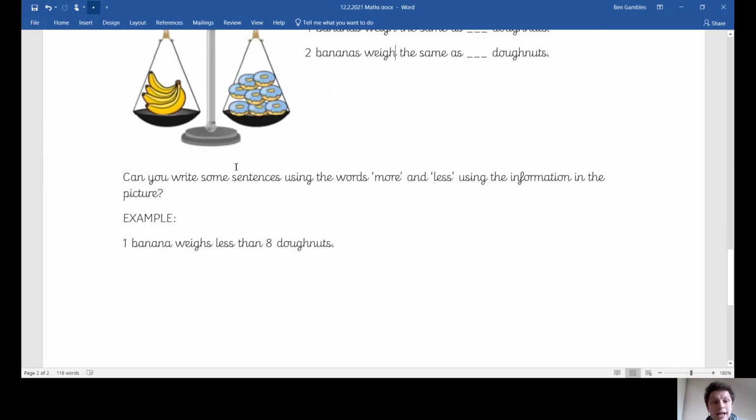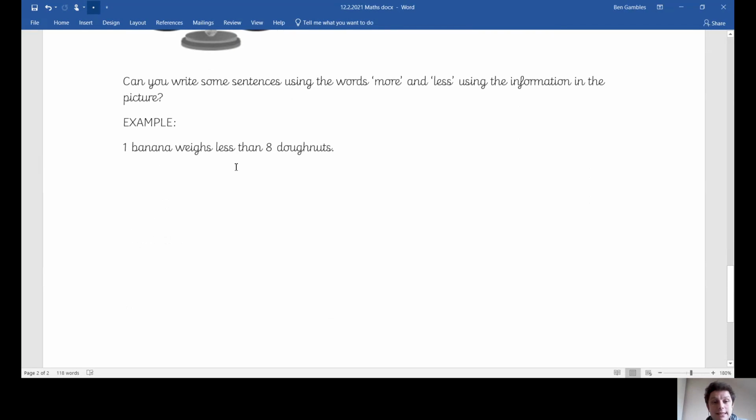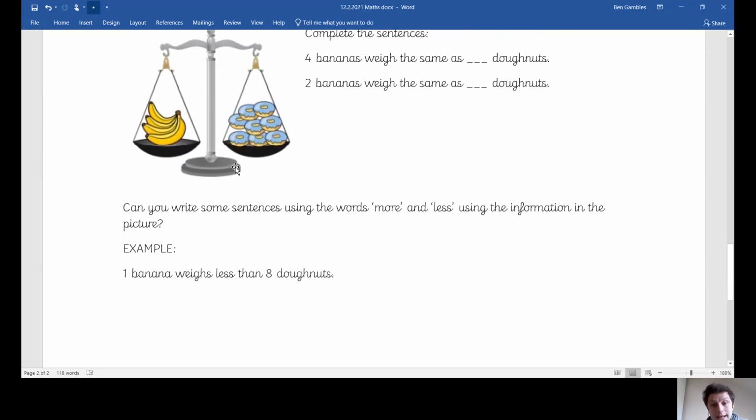And then the final challenge, can you write some sentences using the words more and less using the information in the picture? So for example, one banana weighs less than eight donuts. See if you can do any more sentences using more and less. I'm expecting everyone to do at least two sentences. If you can do more, that's even better.